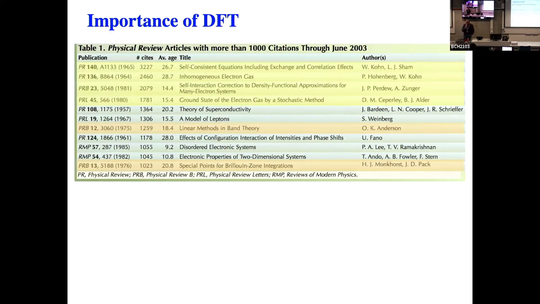Okay, so this is just a paper about the importance of DFT. This is a paper that is kind of old, it's from 2003, where you would see the 10 papers that were cited more than 1,000 times. So you will see that now they are cited way more than that at the time. And you see that all the papers that were cited a lot, you had Kohn-Sham, Hohenberg and Kohn, this one about the self-interaction correction, this one about the electron gas, and then some of the methods related to DFT.